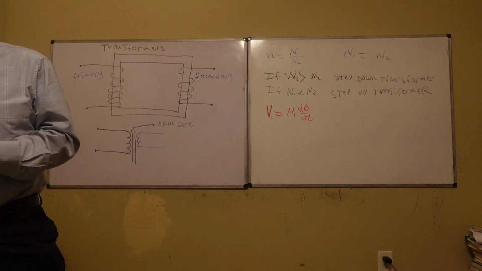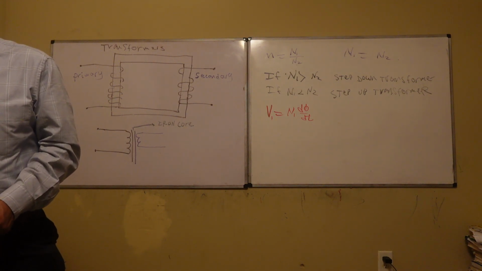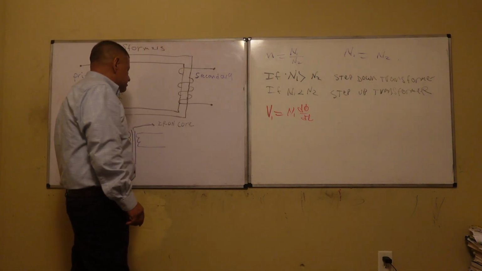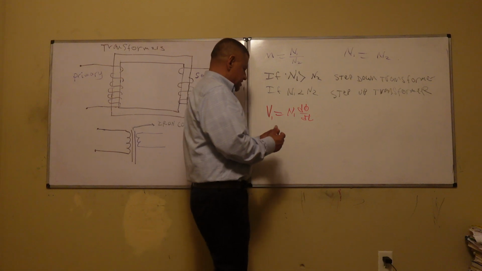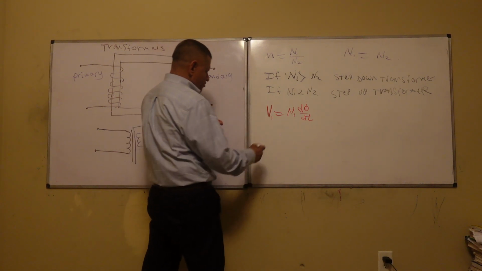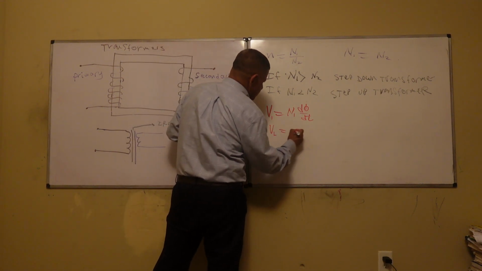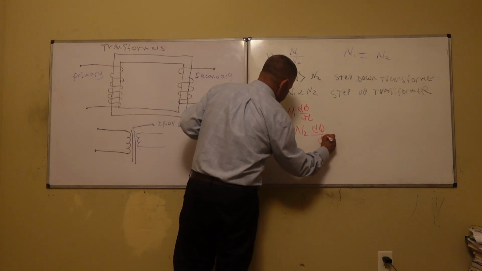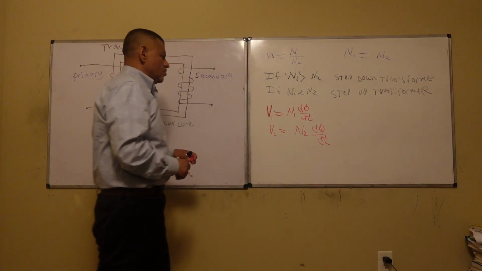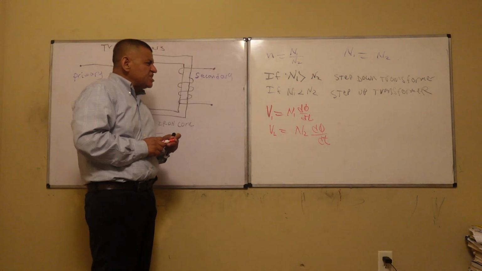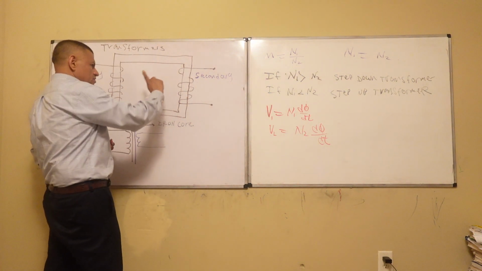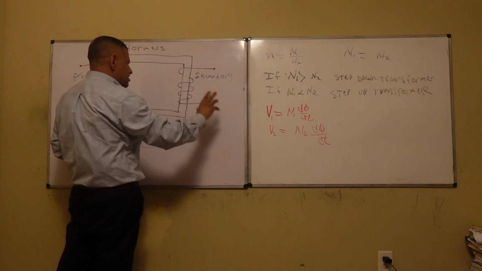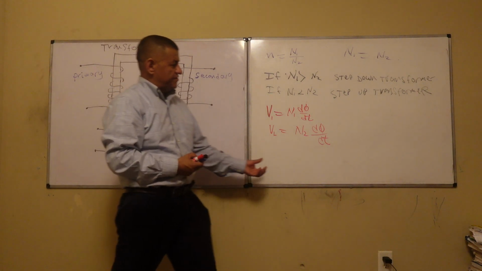Now, that's how transformers work, actually. I'm not going to do all this bunch of math right now, but in simplicity, V2 is equal to N2 dΦ/dt, right? So that is what is being changed according to the rotation. According to the rotation, you generate a change in flux, right? That's what this derivative means.